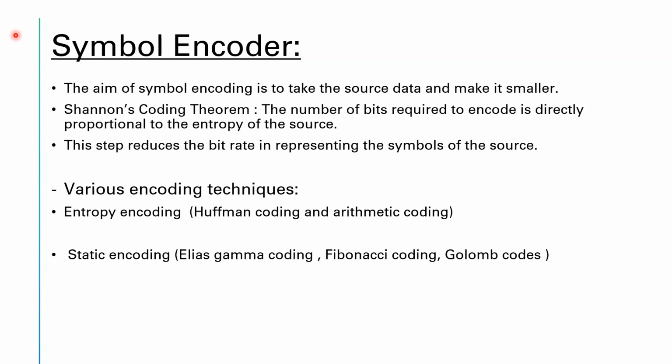Symbol encoder. It is used at the output of the encoder, so as to reduce the bitrate. The aim of symbol encoding is to take the source data and make it smaller.